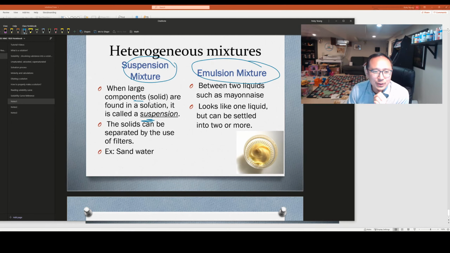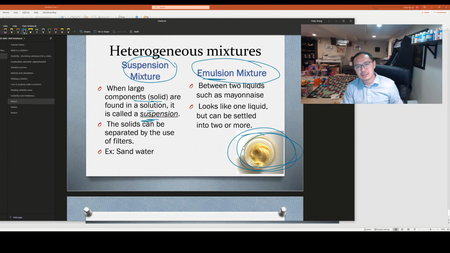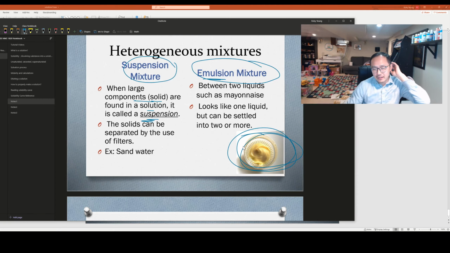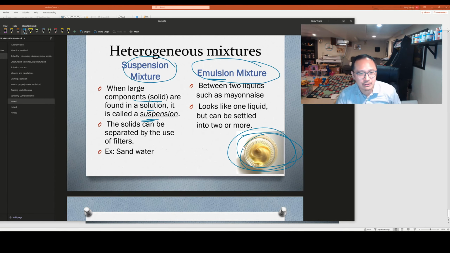So when large solid components are found in a solution, they're called a suspension, just like your big bubble tea. And emulsions, this is where you have two liquids. So mayonnaise is one of them, and if you leave mayo out, you can eventually separate it, right? You can have two different layers.